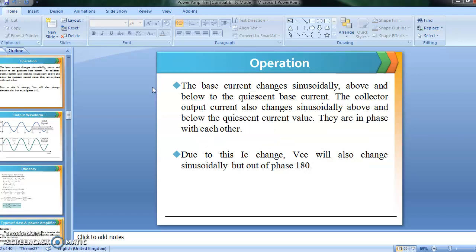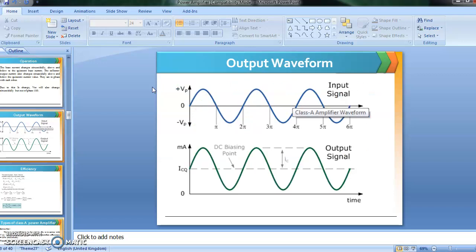Next, operation. When you apply the input signal, the base current changes sinusoidally. Due to the changes in the base current, the collector current also changes based on the input current. So the collector output current also changes sinusoidally above and below the Q point. The variation in the collector current will be in phase with the input base current. Due to the IC changes, the VCE, that is the output voltage, will also change sinusoidally but out of phase. So this is an output waveform.